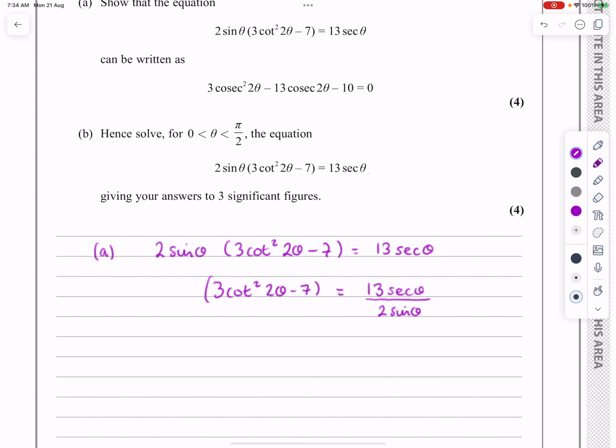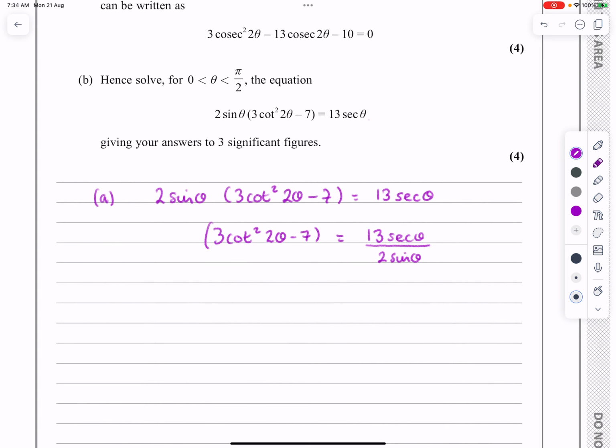Take the 2 sine over to the other side and divide it out. If I've got that now, as I say, I'm now going to leave 3 cot squared 2 theta. Just be careful when you're doing all your copying down as well, you don't make any errors like that. But what's 13 sec over 2 sine? Well, sec is 1 over cos, and again, you should know that. So now I've got 13 over 2 sine theta cos theta, and straight away, when I'm looking at it, that one there just jumps out at me because I know that that's sine 2 theta.